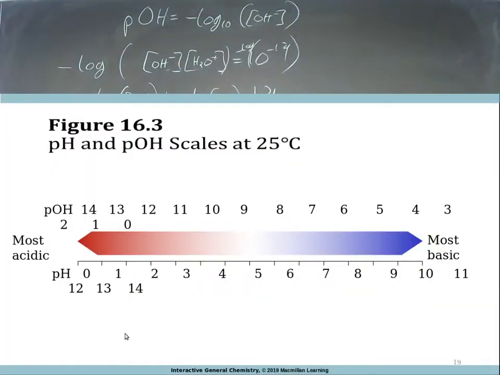So you see the most basic things have a pH of 10 or 11 and a pOH of 4 or 3. The most acidic things have pHs of 0 or 1 and pOHs of 14 or 13. All right.